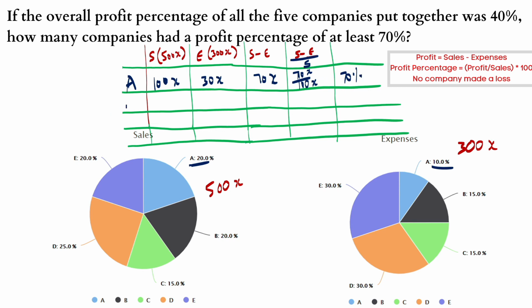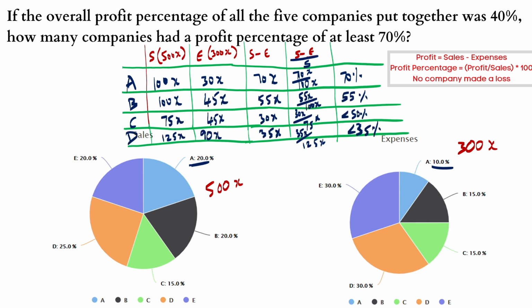And let's calculate the value of B in the same way. B's sales percentage is 20%. 20% of 500x is 100x. And the expenses value, I will calculate and write down each and every value here. Just check them once. So these are the values for A, B, C and D. How did we get this? We took the respective percentages and calculated them for 500x in the case of sales and for 300x in the case of expenses.